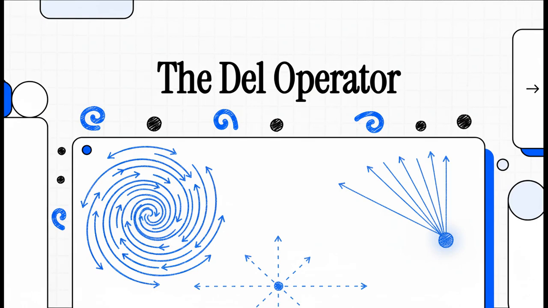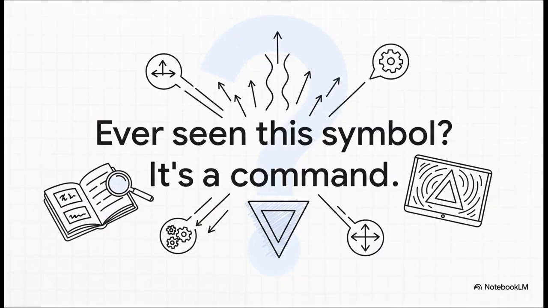All right, today we are going to tackle one of the most powerful and maybe one of the most mysterious looking symbols in all of math and physics, the del operator. And I promise, by the end of this, you're going to know exactly what it does and why it is so incredibly important. So you've probably seen this upside-down triangle thing before, right? Maybe in a physics class or some science documentary.